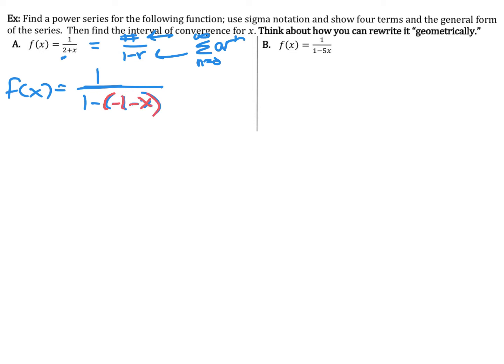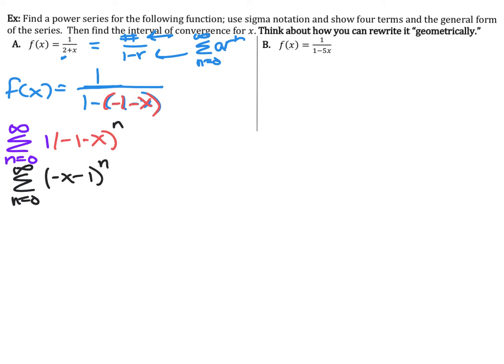So then from there, now that I rewrote it this way, I can rewrite it as a sum. So I'm looking at the sum from n equals 0. The first term is the numerator there. So 1 times the ratio, which is negative 1 minus x, to the power of n, which you could simplify a little bit. You don't need the 1 there. If you feel more comfortable, you could rewrite it with your x in front.